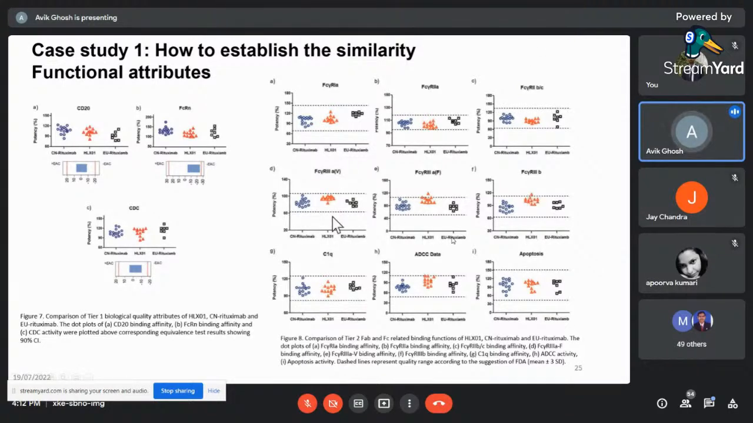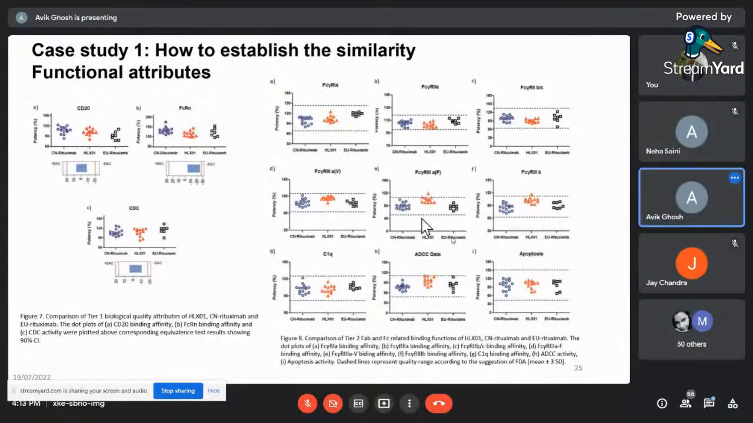So most of the red triangles, which are the HLX product, are within this range. And a few maybe out here and there, but they're from one batch and they're very close to the range. So basically, this biological analysis shows that although there are some differences in the physicochemical characterization, the biological functionalities are the same. Okay, so that way they have shown that the small differences that they have seen in the physicochemical characterization are not clinically meaningful.